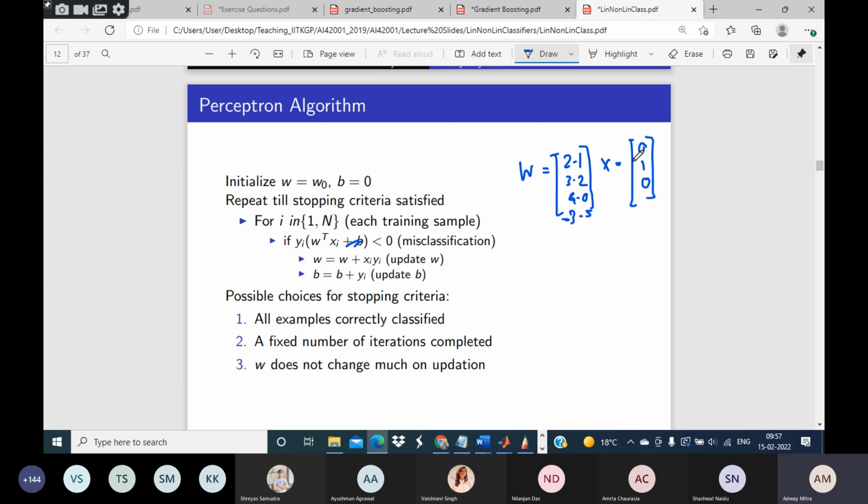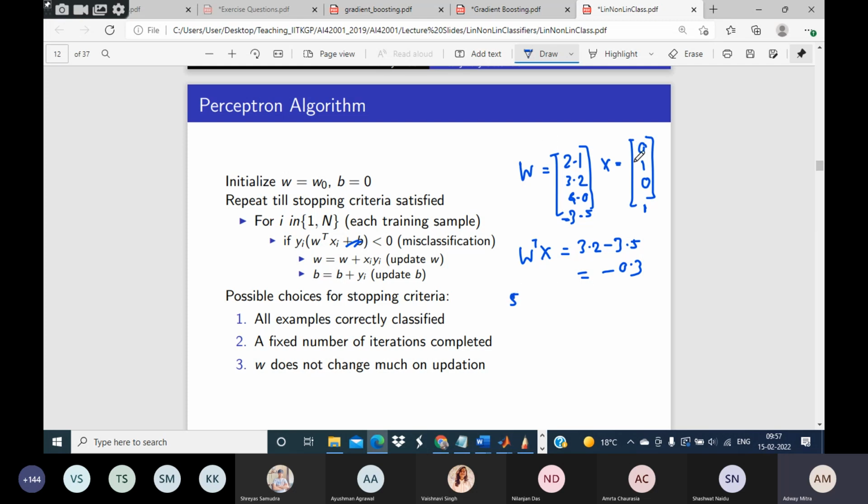So then if you take the dot product, if you try to calculate W transpose X, what are you getting? 2.1 into 0 is 0, 3.2 into 1 is 3.2, 4.0 into 0 is 0, and minus 3.5 into the extra feature which is set to 1 is minus 3.5. So it is minus 0.3, which is negative.